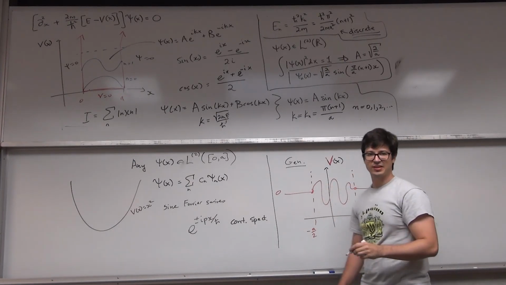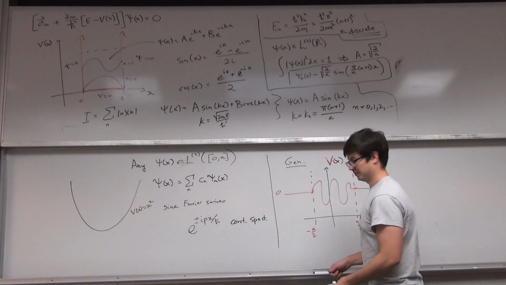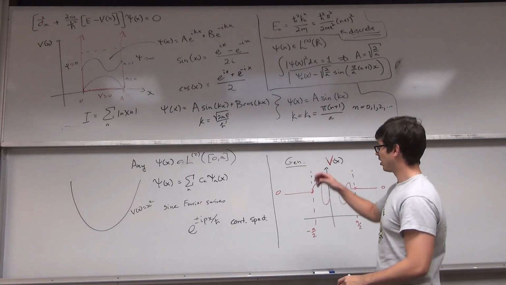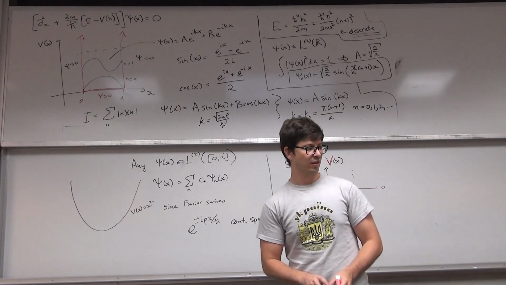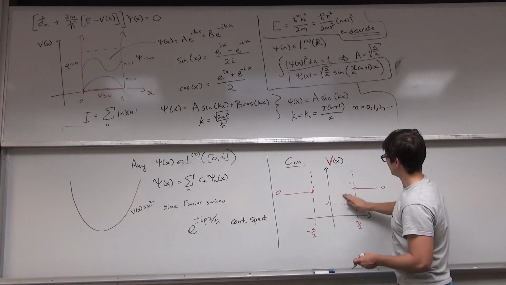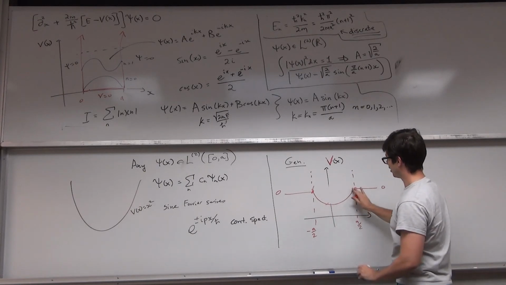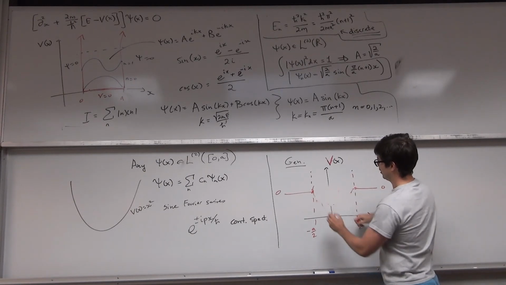I don't know, it could be some crazy thing. But we'll look at different cases where it's a potential well, a finite well, or a barrier, like a little rectangle. So we'll look at various things in here. We'll look at maybe this kind of thing, or a rectangular well, a finite well.